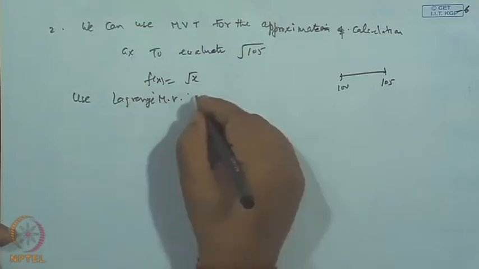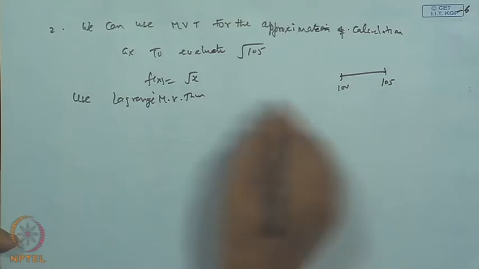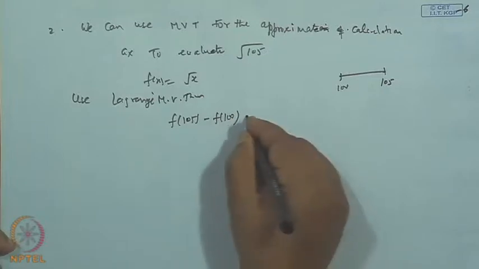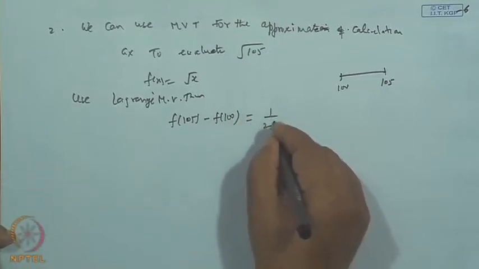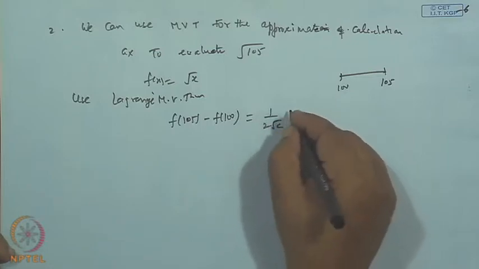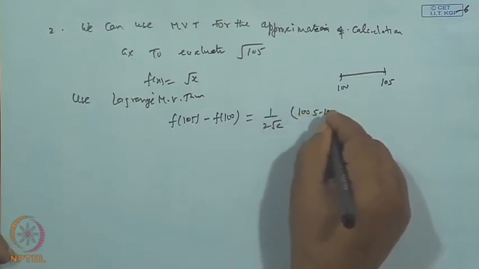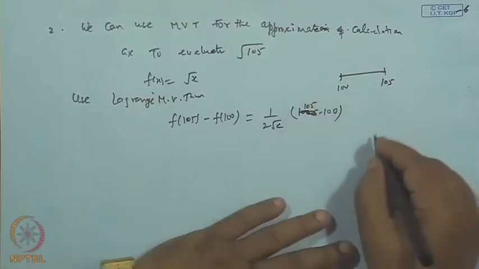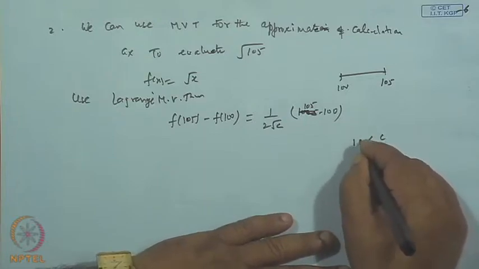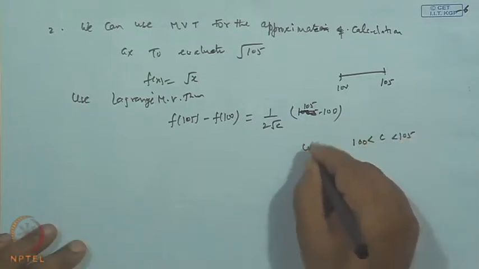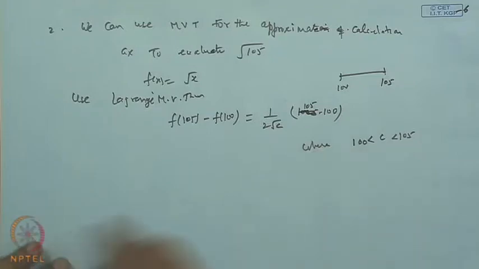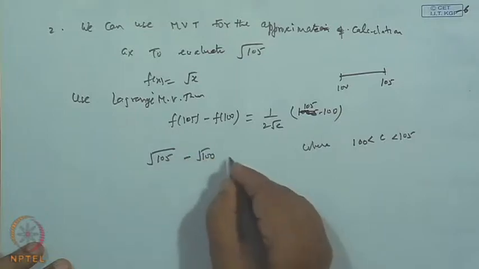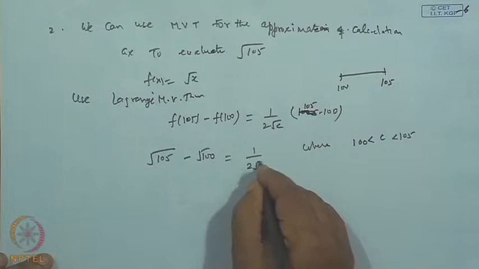Mean value theorem. What we get is f of 105 minus f of 100 is equal to the derivative of this function at some point c into the length of the interval, 105 minus 100, where c lies between 100 and 105. So, this is equal to 1 by 2 root c into 5.